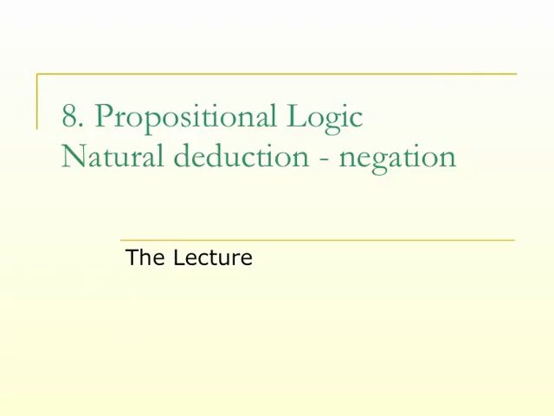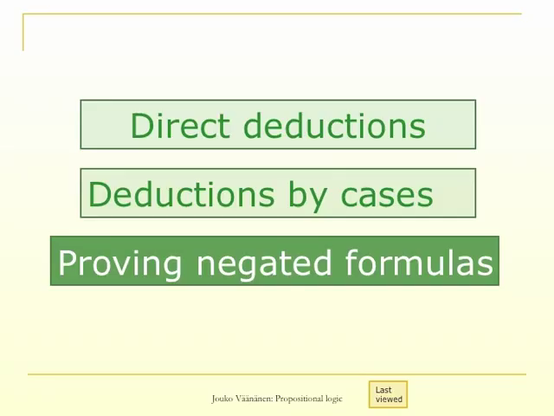Natural deduction: negation. The deduction methods we have so far learned are so-called direct deductions. That is, deductions in which we start from given assumptions and derive step by step to the desired conclusion. We have also learned the method of proof by cases, that is, the use of the disjunction elimination rule. Now we learn to prove negated statements.